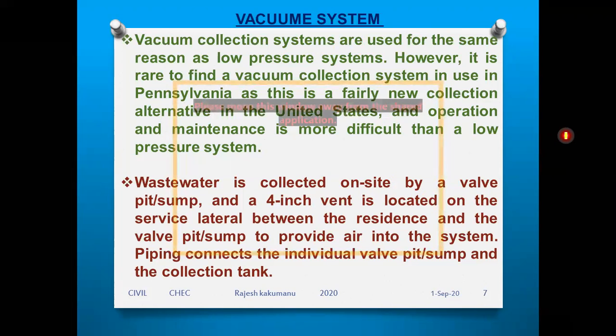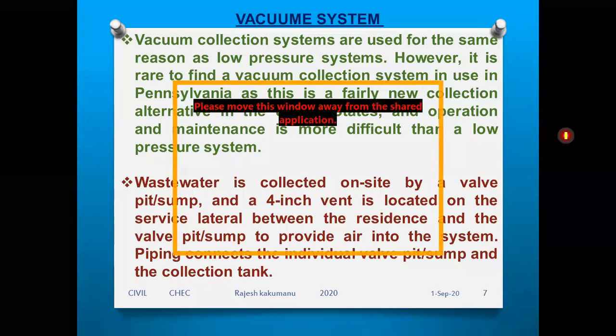The third type of collection system from the houses, offices, commercial complexes and industrial areas is the vacuum type of system. So what's happening here? Vacuum collection systems are used for the same reason.